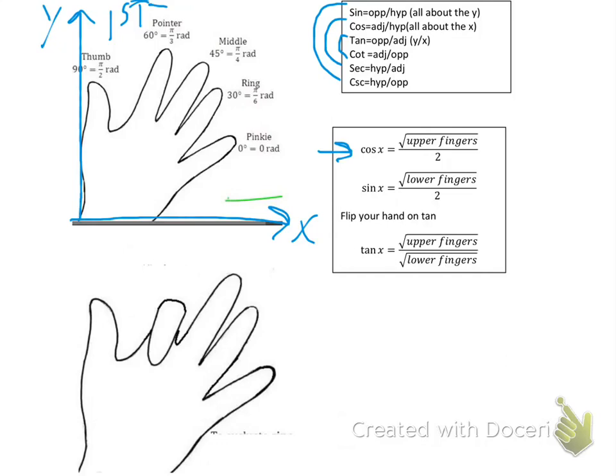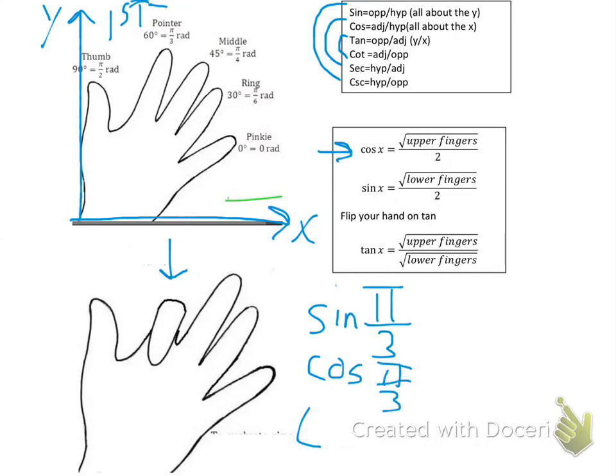Okay, so let's take a look at an example or two. The first thing we want to do is identify which finger this is. Since that's the pointer finger, we figure out pi over 3. Let's do sine, and let's do cosine of pi over 3, and then we'll do tangent. Since you have this finger bent over, it's not part of the count.